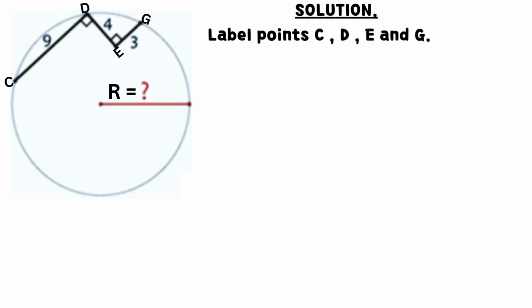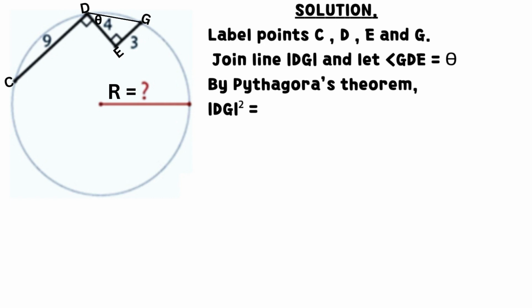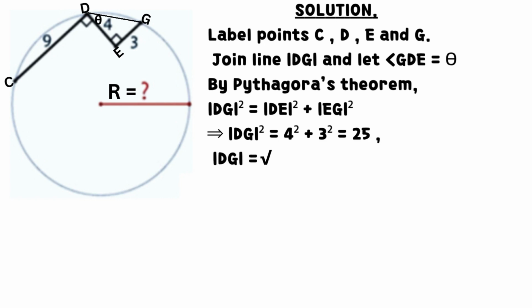Label points C, D, E, and G. Join line DG, and let angle GDE equal theta. By Pythagoras' theorem, the square of DG equals the sum of the square of DE and the square of EG. Substitute values and take the square root of the equation. We have that DG equals 5 units.